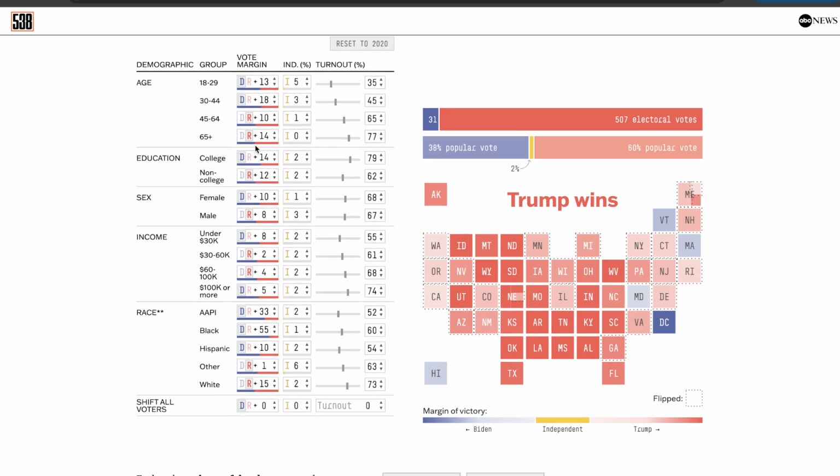Of course, if we were to actually line up with polling data, 65 plus would be significantly closer to the point where Biden actually recovers a little bit in the Electoral College.